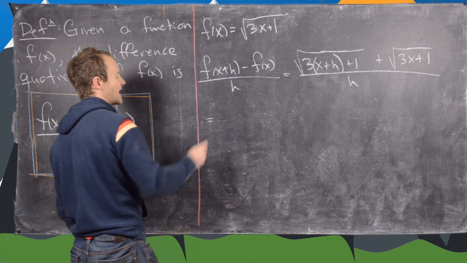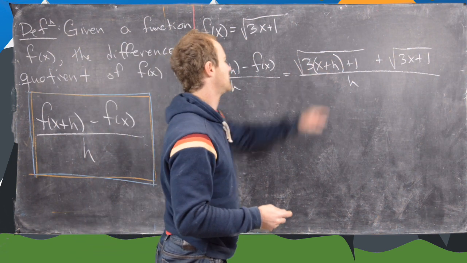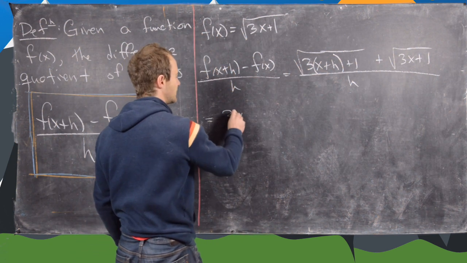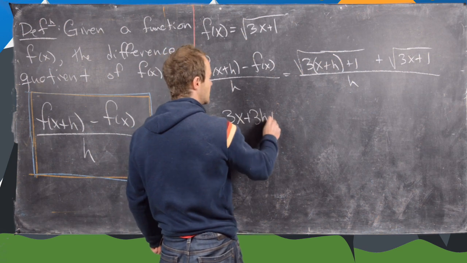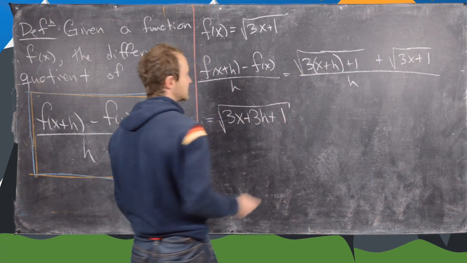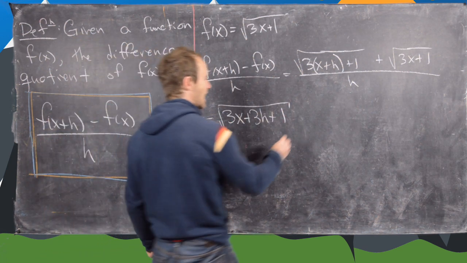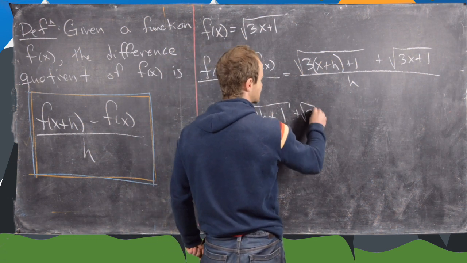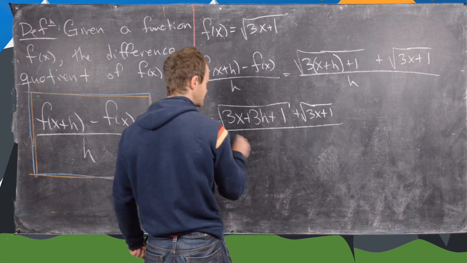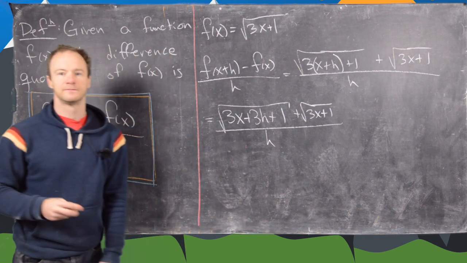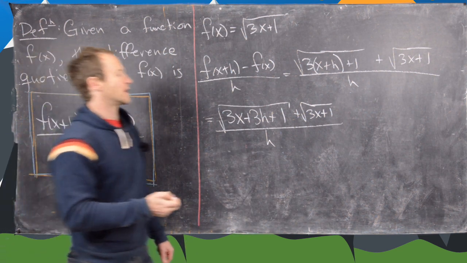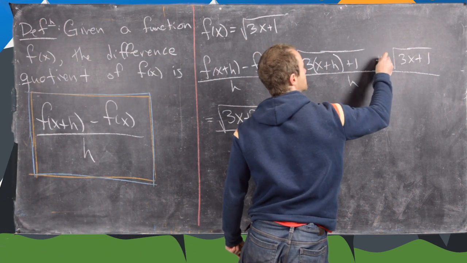Now I can simplify that just a little bit by distributing that 3 through. So that's going to give me 3x plus 3h plus 1. That's under a square root. And then that's plus the square root of 3x plus 1, and then all over h. And now, oh sorry, these should be minus.